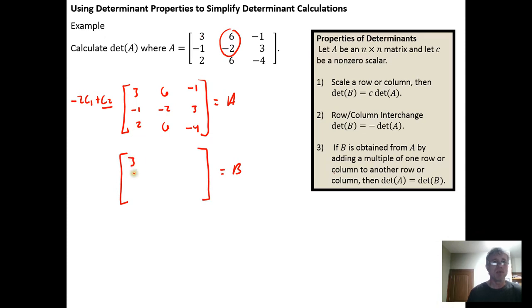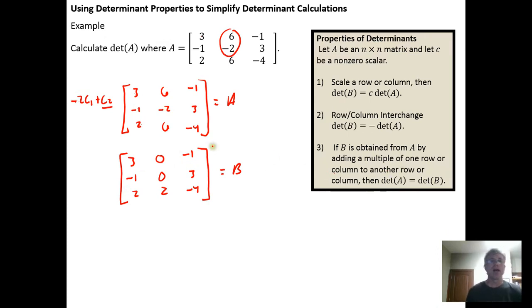So we're going to manipulate column 2. That means column 1 won't change, and column 3 won't change. But if we do negative 2 times column 1 plus column 2, we get negative 2 times 3 is negative 6. Negative 6 plus 6 is 0. We replace column 2 with the result. Negative 2 times negative 1 is 2. 2 minus 2 is 0. And negative 2 times 2 is negative 4, plus 6 is positive 2.